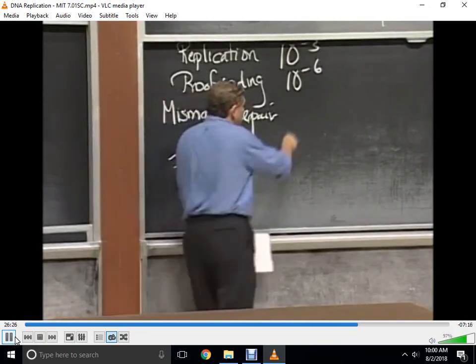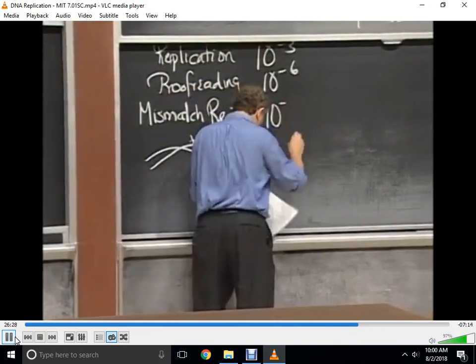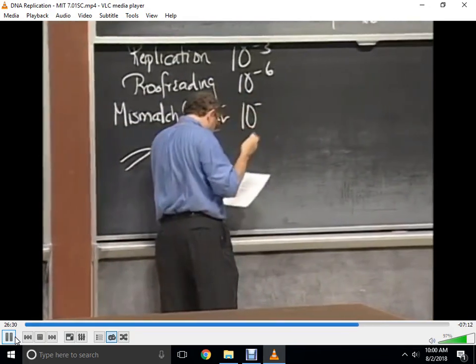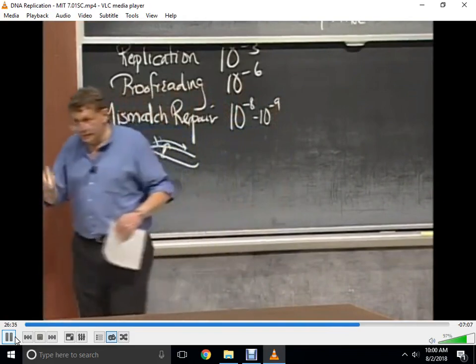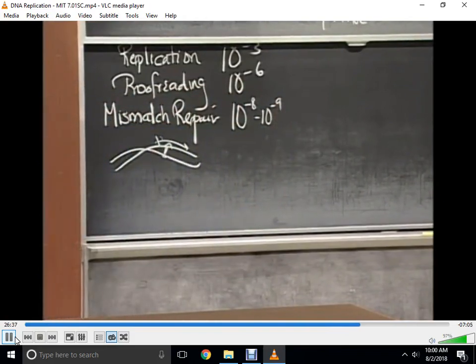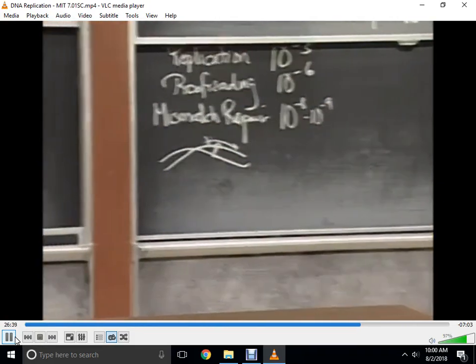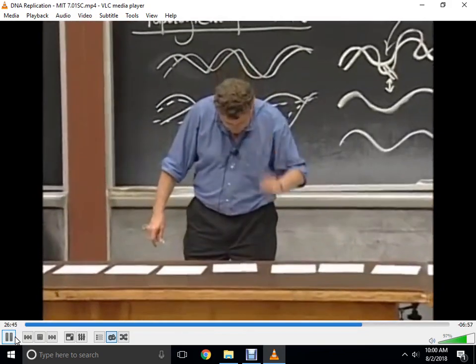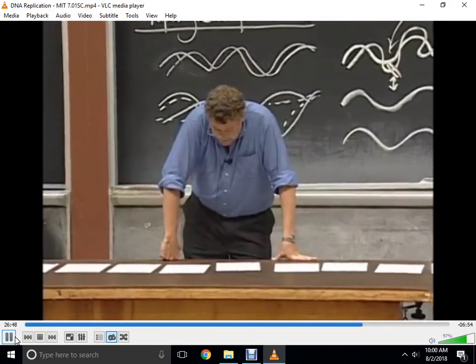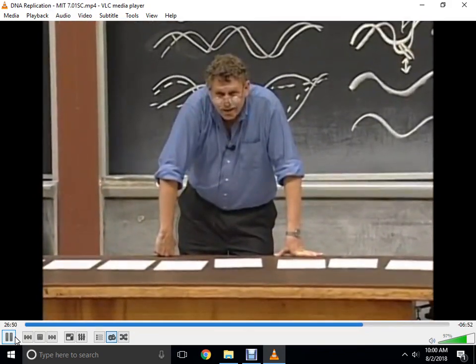Mismatch repair gets you down to, let's say, for sake of argument, 10 to the minus 9th. Your genome is about 3 times 10 to the 9th, so that's 1 or 2 errors per genome. That's not so bad. Why am I bothering you with this? Who cares between 10 to the minus 6 and 10 to the minus 9th? Big deal.